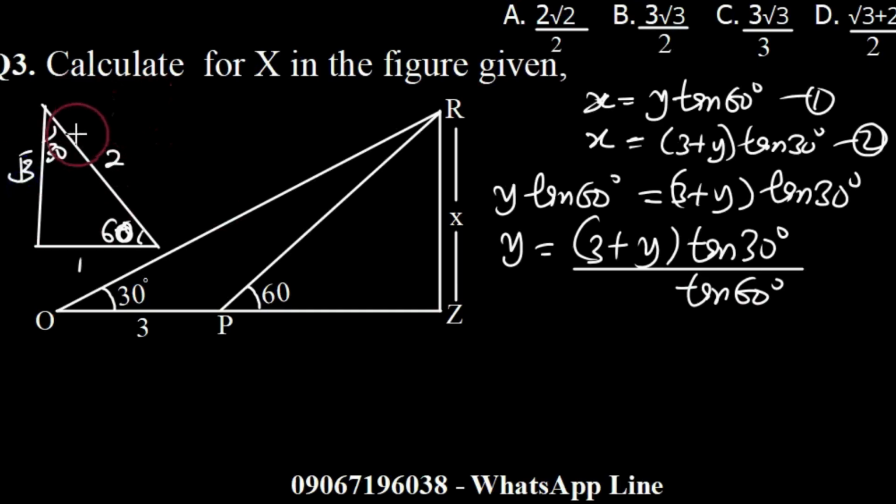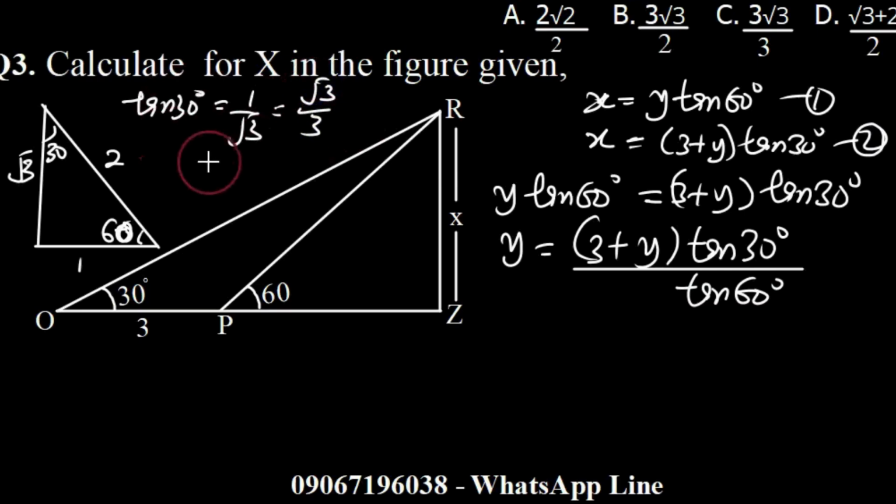So now let's look from here. What is tan 30? Tan is opposite over adjacent, so tan 30 is going to give us 1 over root 3, and if we rationalize this, it is going to give us root 3 over 3. So tan 30 is this, and what is tan 60? Tan 60°, tan is opposite over adjacent, so tan 60 is root 3.